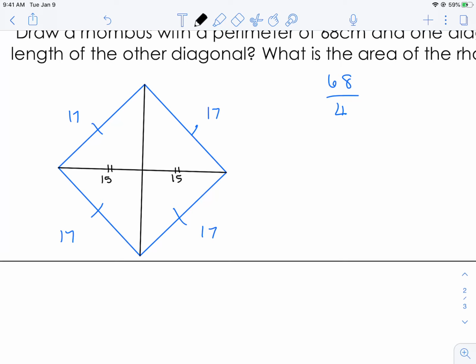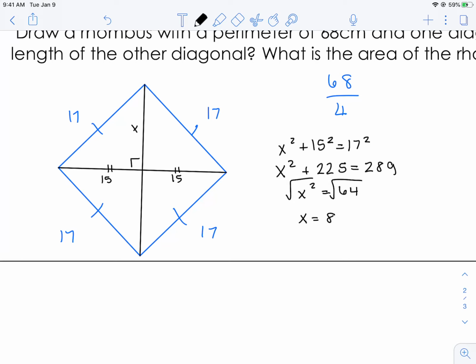Diagonals are perpendicular when they intersect, so this is at a right angle. Then I have to use the Pythagorean theorem to find this missing half. So I'm going to do x squared plus 15 squared is equal to 17 squared. I get x squared plus 225 is equal to 289. I'm going to subtract the 225, so I get x squared is equal to 64. Take the square root of both sides, x is equal to 8.